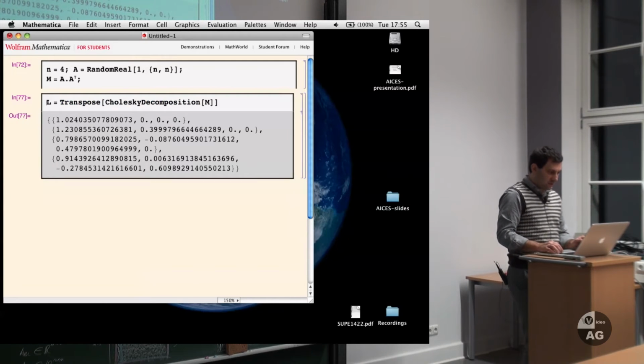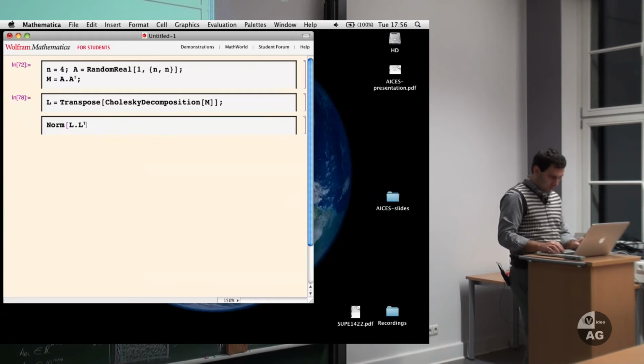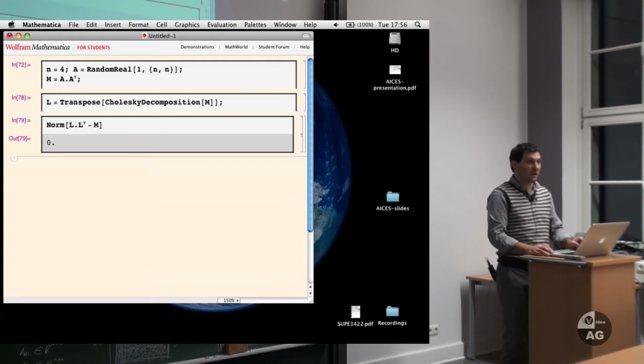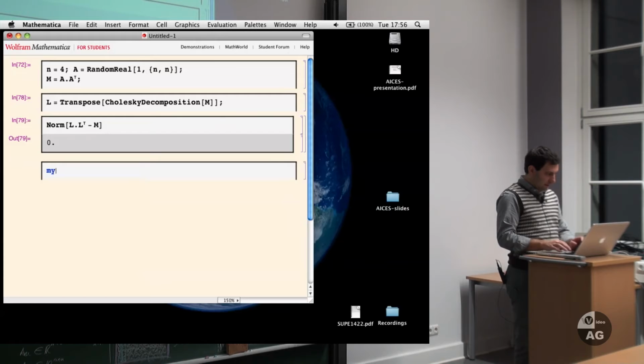And just to make sure that this makes sense, norm of L transpose minus M. Okay, this is pretty accurate. So far, so good. Now let's compute our L. We have to initialize it.